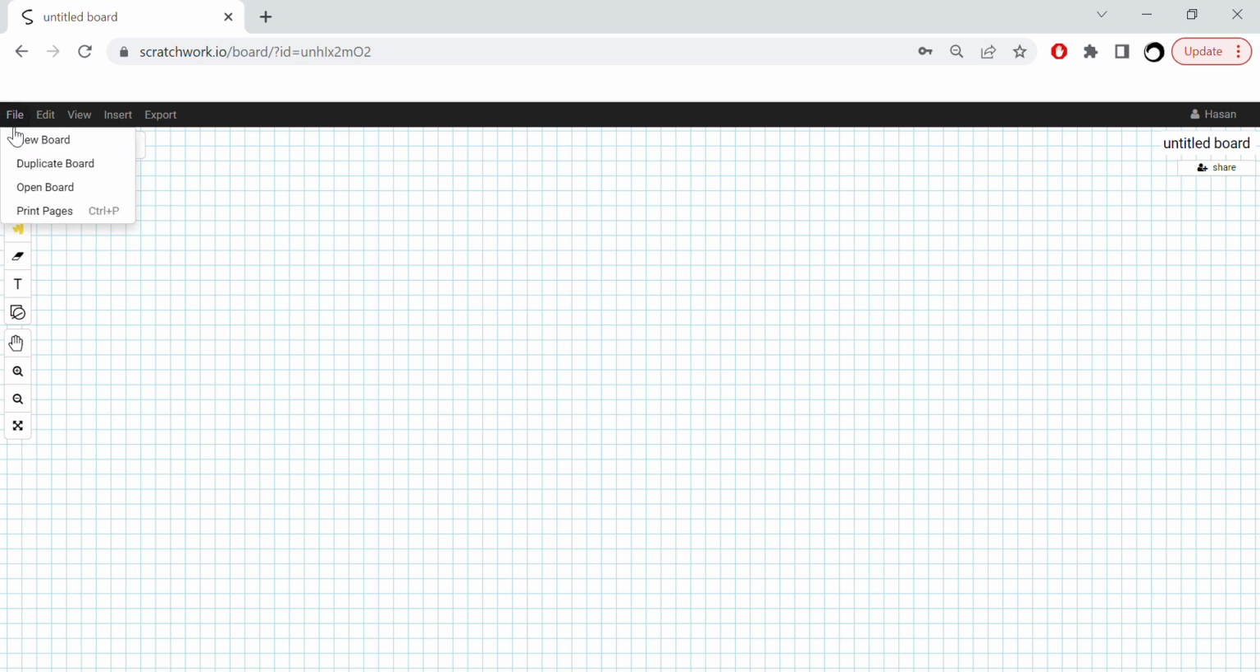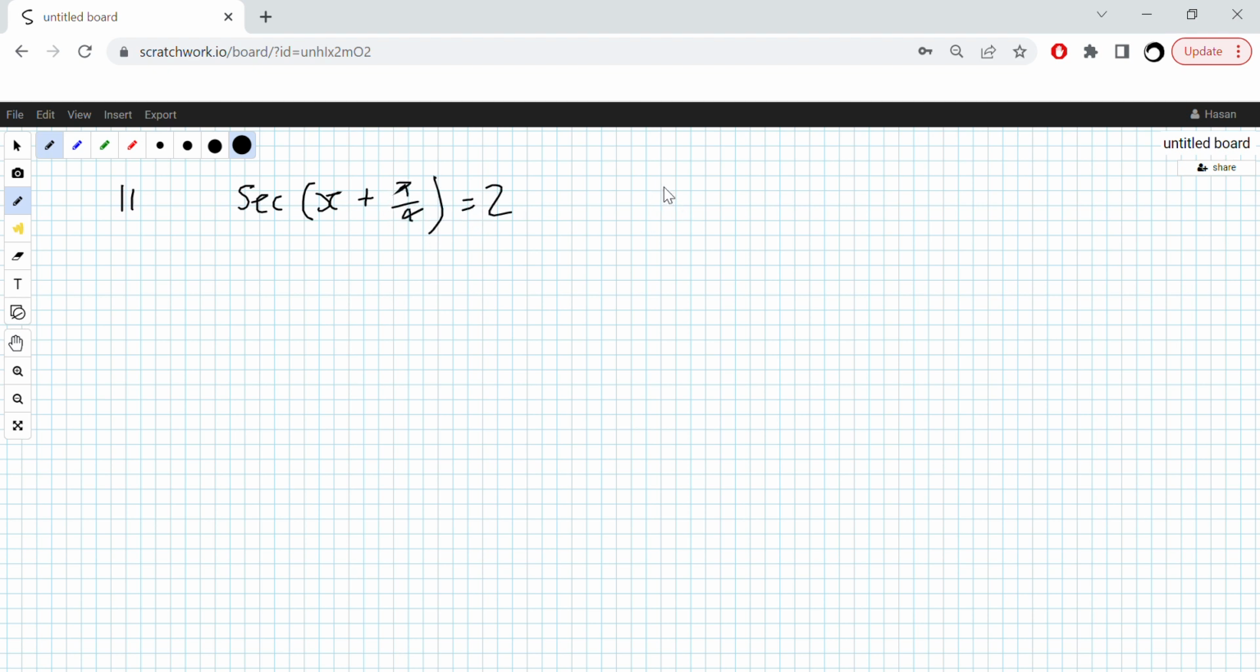For this question, question 11, we are left with this equation, sec(x + π/4) = 2, and our interval is 0 to 2π, so we're working in π.